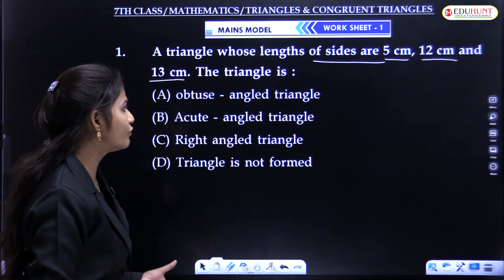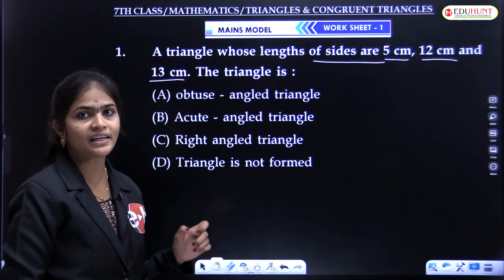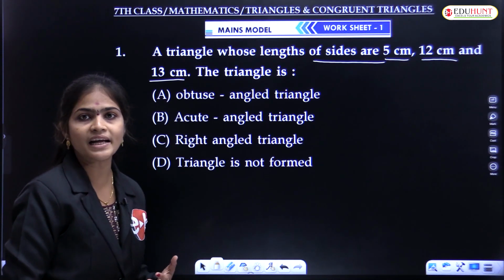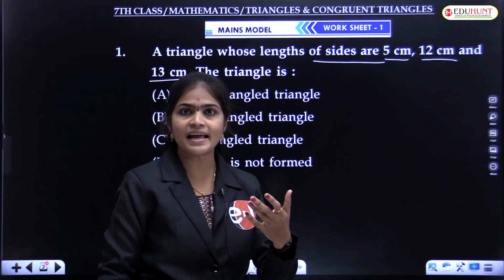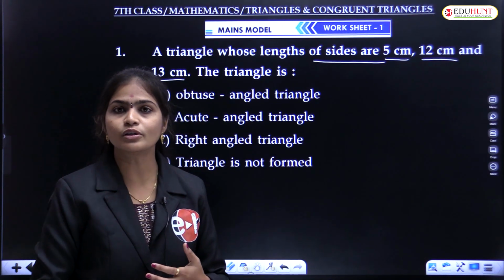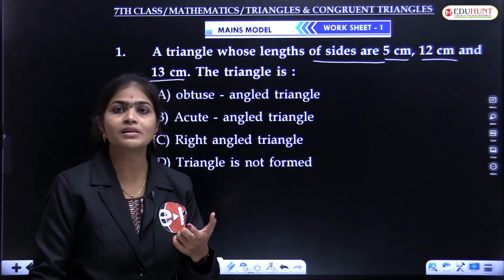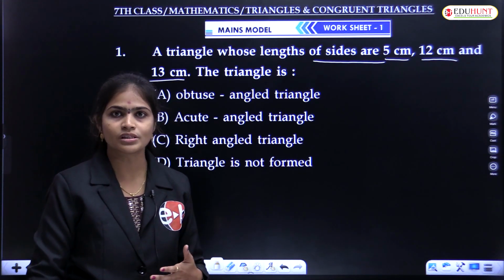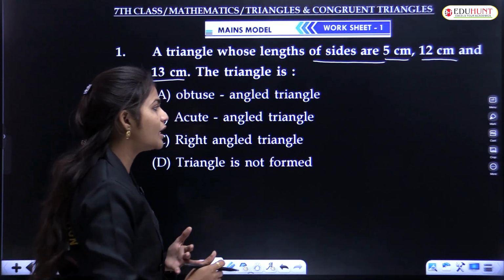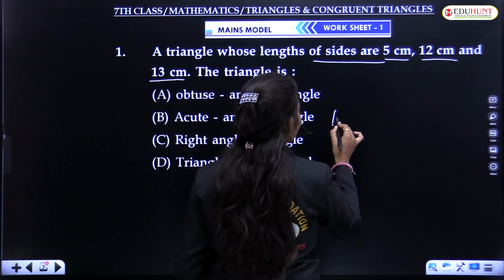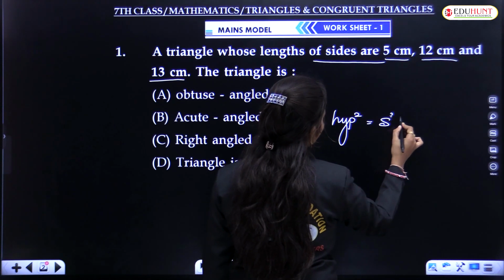Listen carefully. Here we have one theorem. What is that? Pythagoras theorem. By using the Pythagoras theorem, we can check triplets. While I was explaining squares and square roots, I told you about Pythagoras triplets. How do we check whether given numbers are triplets or not? By using the Pythagoras theorem. So here also we have to check using the Pythagoras theorem.